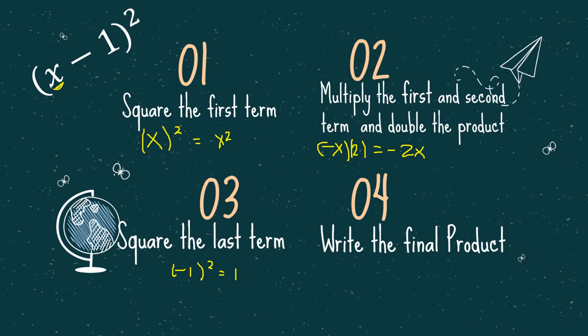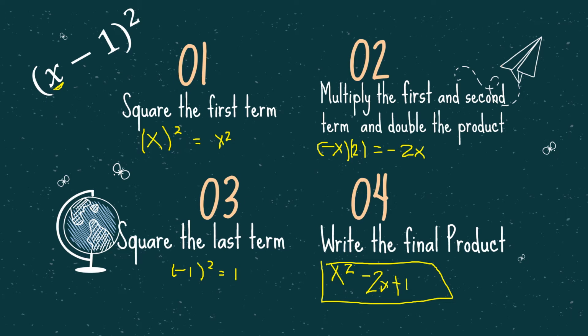And then we write the final product. So that will become x squared minus 2x plus 1. Be careful of the sign. If the answer there is negative, then you are going to write negative. So the final product here is x squared minus 2x plus 1.